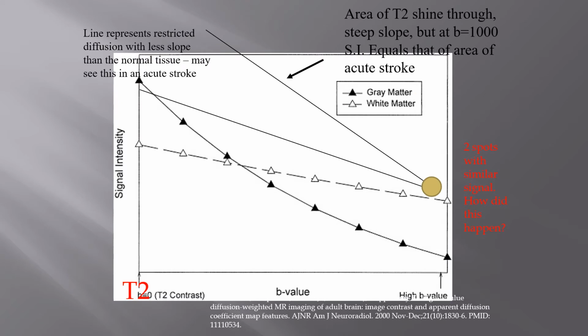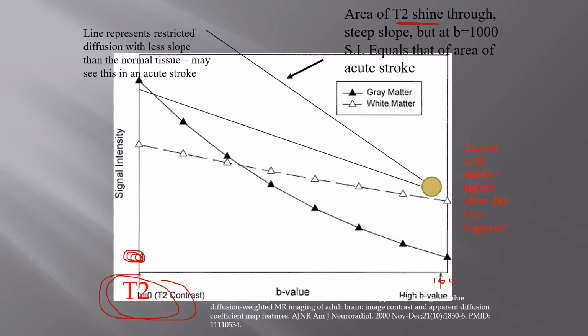So when you're looking at a lesion on a diffusion imaging, early on, you'll learn about T2 shine through. So basically, this is B0 here, your baseline image, which is basically a T2 image. And here again, we have our lines of expected diffusion changes from your gray matter and your white matter as you go from B0 to B1000.